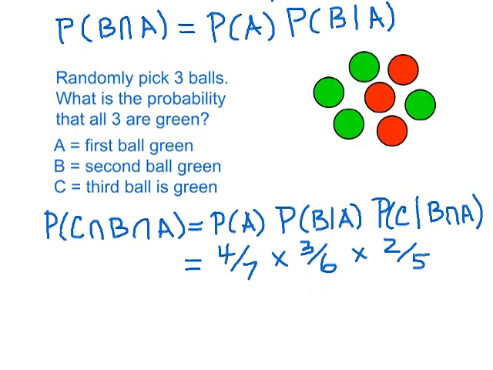So let's multiply that out. The 3 and the 2 cancel with the 6. And we have 4 over 7 times 5, 4 divided by 35. So that 4/35 is now the probability that all 3 balls are green.